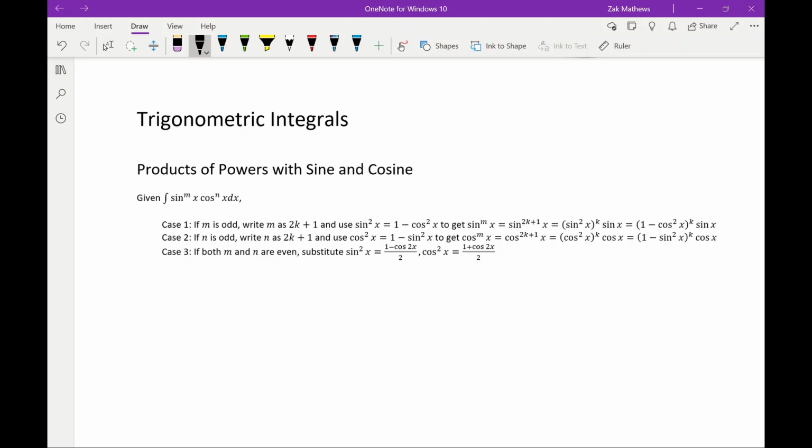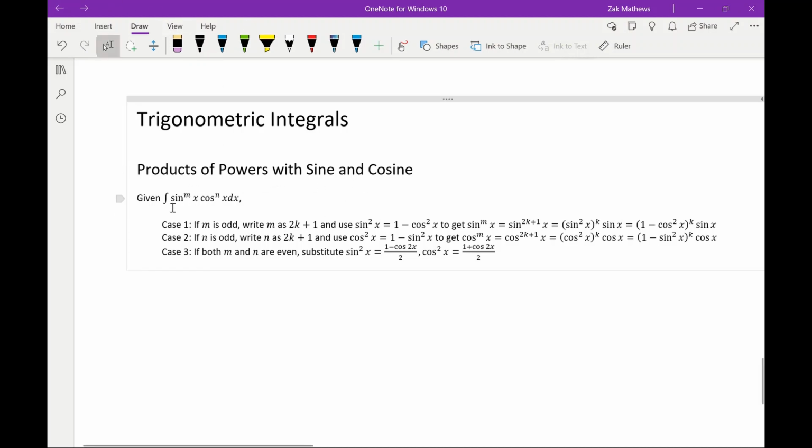In this video, we're going to look at trigonometric integrals, so integrals with trig functions. We've already done a couple of these where we applied basic properties or identities, but I just want to go a little bit more in depth and show a few other tricks that we can use with these. So the first thing that we're going to look at are powers, products of powers with sine and cosine.